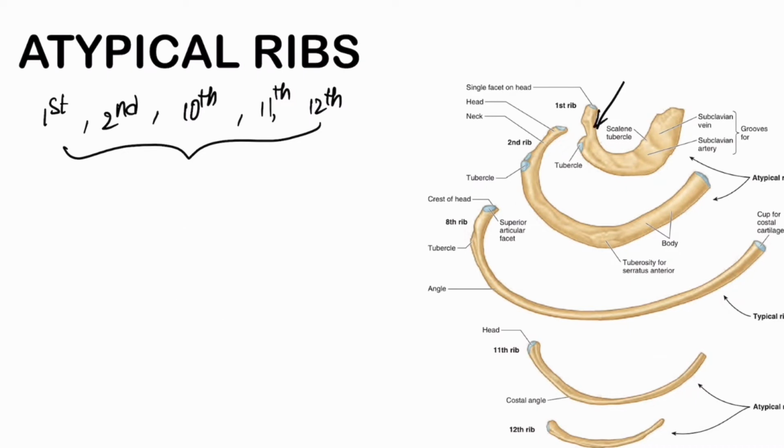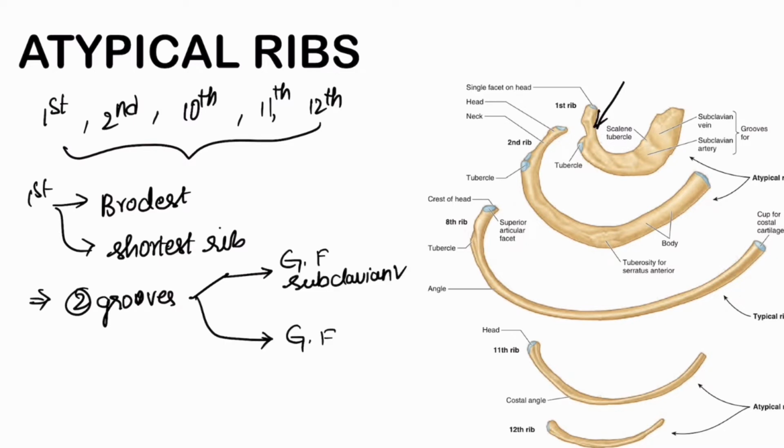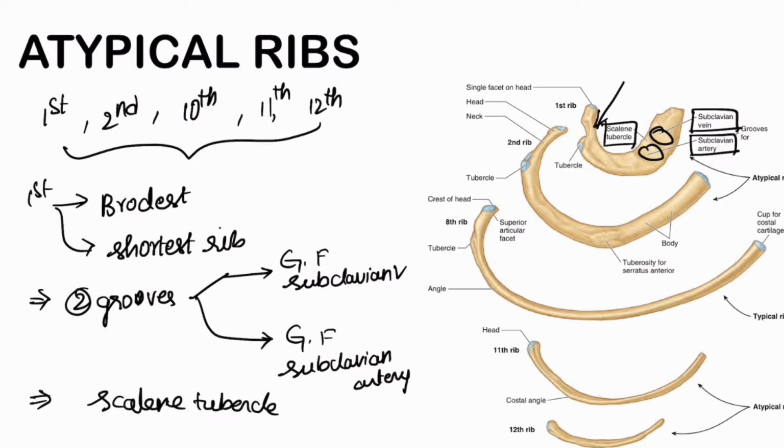This is the first rib here. The first rib is the broadest rib and also the shortest rib. The body of the first rib contains two grooves: the groove for the subclavian vein and the groove for the subclavian artery. Now let us look at them in the diagram. This is the groove for the subclavian vein and this is the groove for the subclavian artery. In between these two grooves, we have the scalene tubercle. This scalene tubercle is the attachment for the anterior scalene muscle.